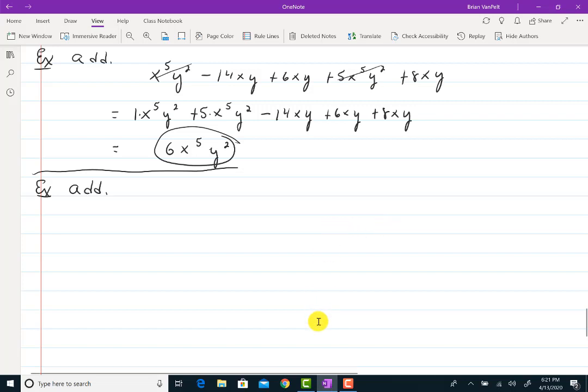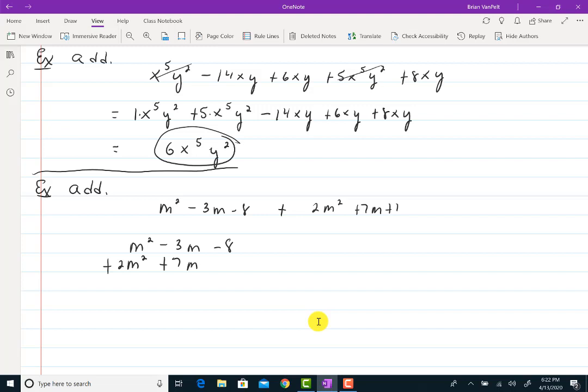Once again, we're going to add, so I'll have m squared minus 3m minus 8 plus 2m squared plus 7m plus 1. What I'm going to do here is a little bit different than the previous problems. There's another way that you can add, and it looks like this. Some students like this, so I think I'll include it. They can stack them like I'm doing, put your like terms underneath of each other, and then you can add these just like you would numbers, column by column.